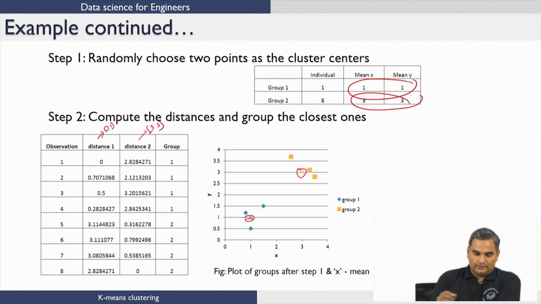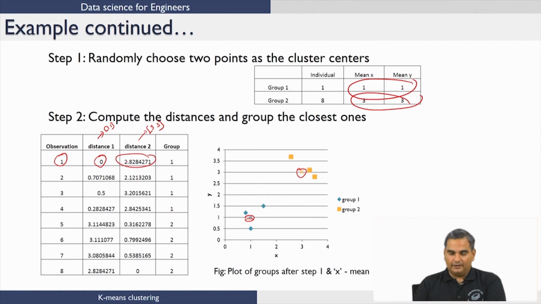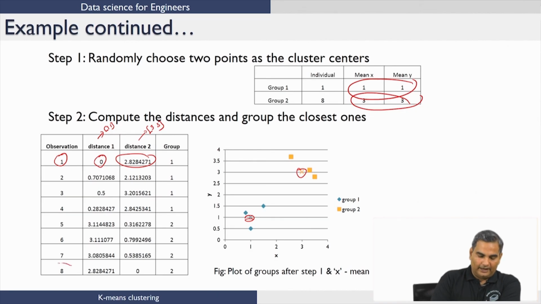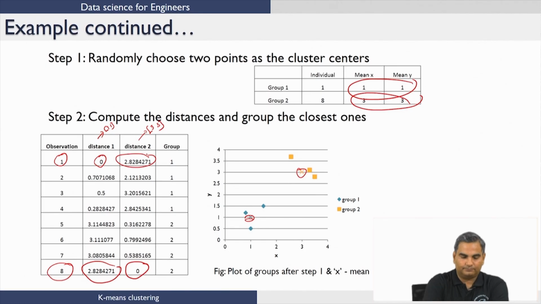Now, if you notice, since the first point from the data itself is 1 1, the distance of 1 1 from 1 1 is 0. So, you see that distance 1 is 0, and distance 2 is the distance of the point 1 1 from 3 3. Similarly, since we chose 3 3 as representative of group 2, if you look at point 8, which was the 3 3 point, the distance of 3 3 from 3 3 is 0, and this is the distance of 3 3 from 1 1, which will be the same as this.